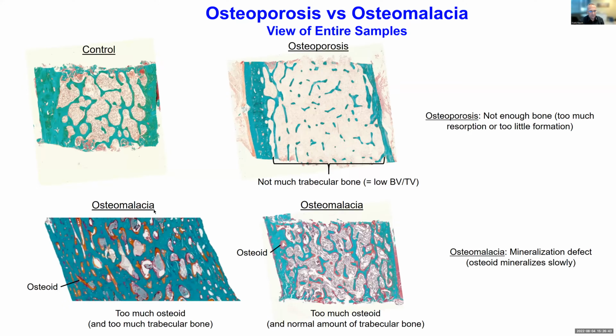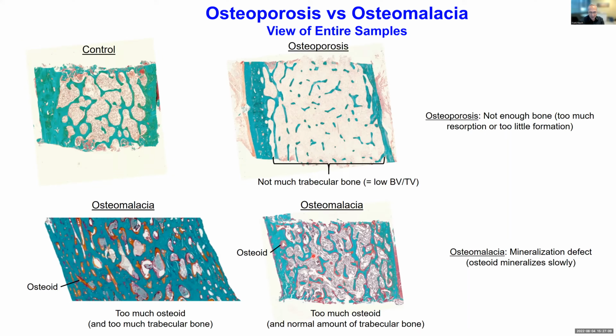The second type of disorder that clinically could lead to low bone density is a lack of mineralization. That's called osteomalacia. In osteomalacia, you see a lot of unmineralized osteoid here. This is not an ideal magnification here to show this, but you can still see that there's a lot of red material on top of the green. So you have a high percentage of unmineralized osteoid in this sample.